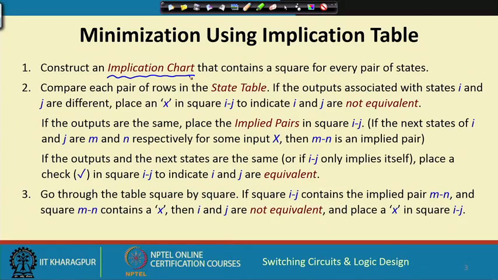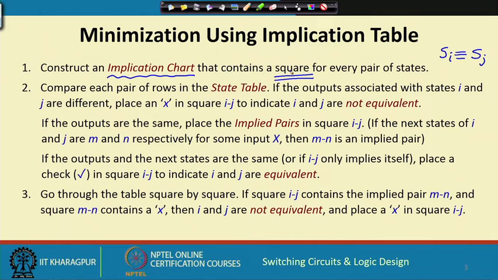Let us see how this table looks. As I said, I shall show you how this chart looks. This chart will have a square for every pair of states, because we want to compare between every pair of states, let us say S i and S j. And what we put in the squares is explained later.